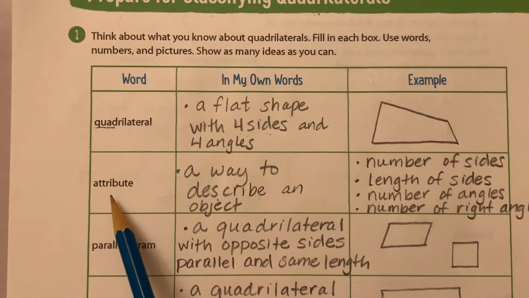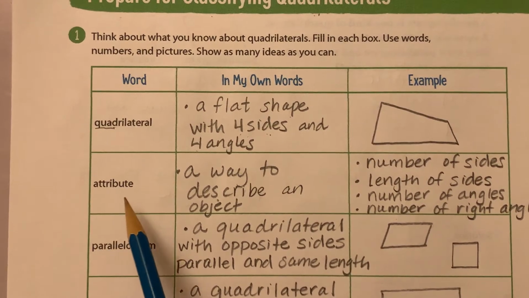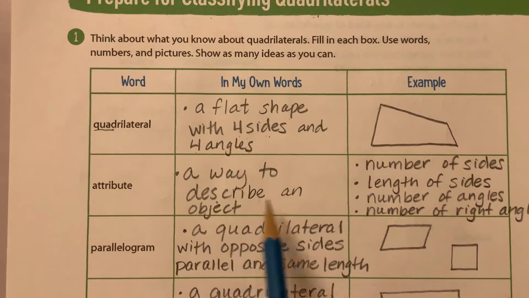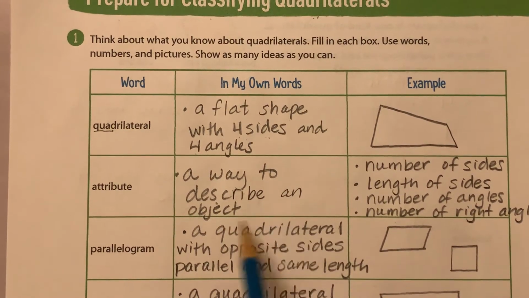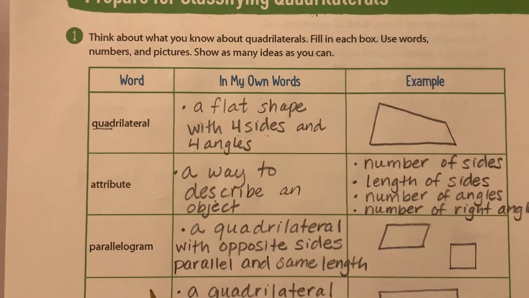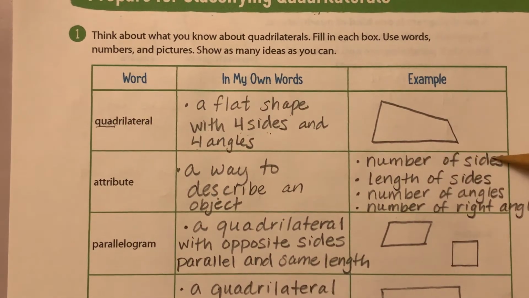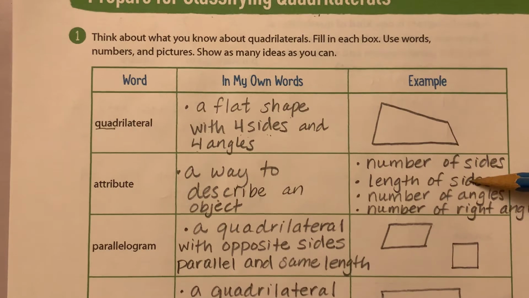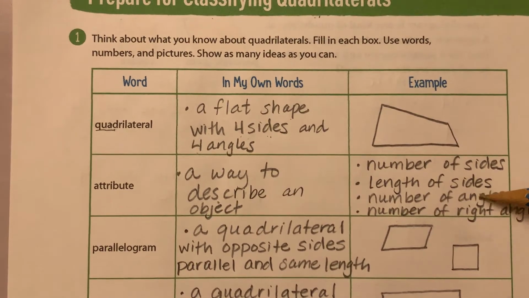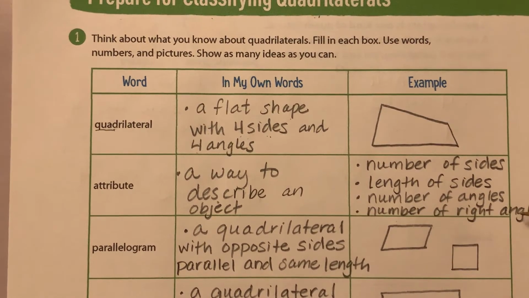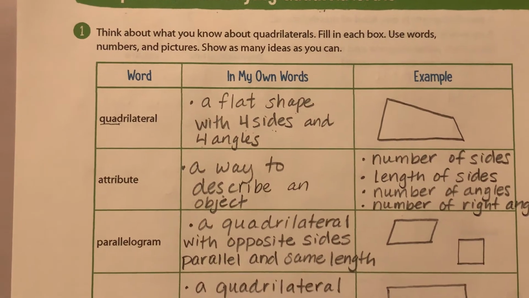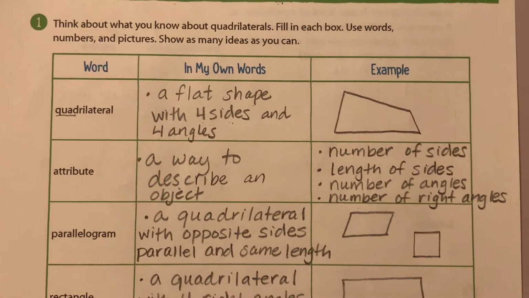Attribute. Say attribute. An attribute is a way to describe an object. If you don't have that written down, go ahead and pause the video and write it. Now, some examples of attributes are the number of sides, the length of the sides, the number of angles, the number of right angles. There are more attributes, but this is enough to get started.